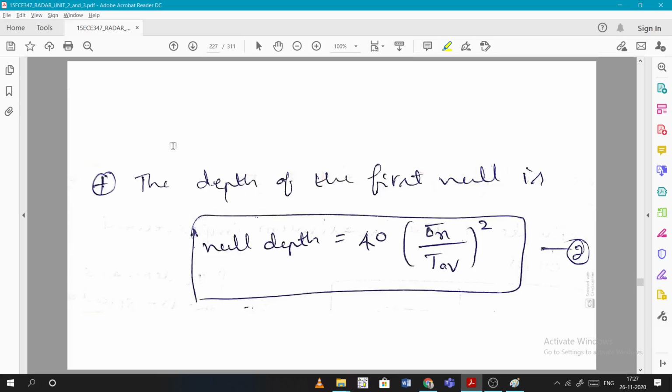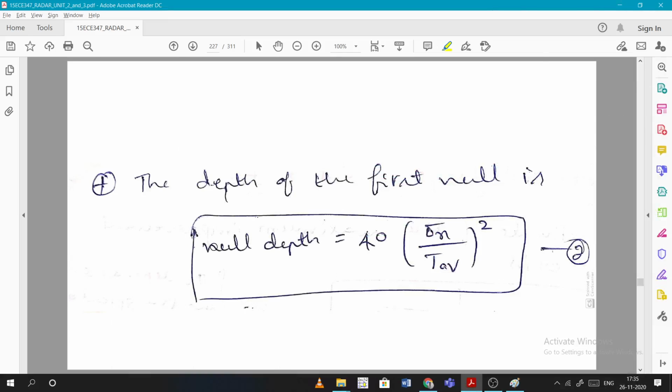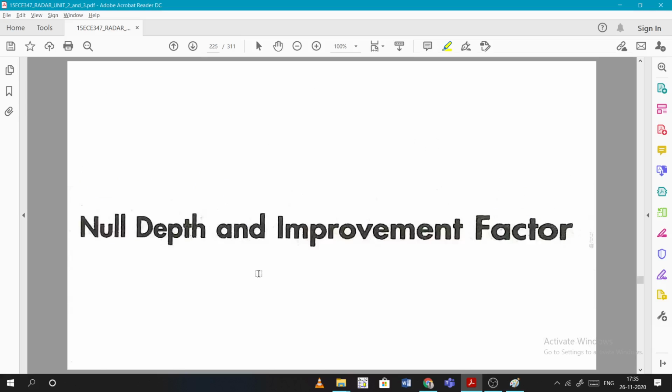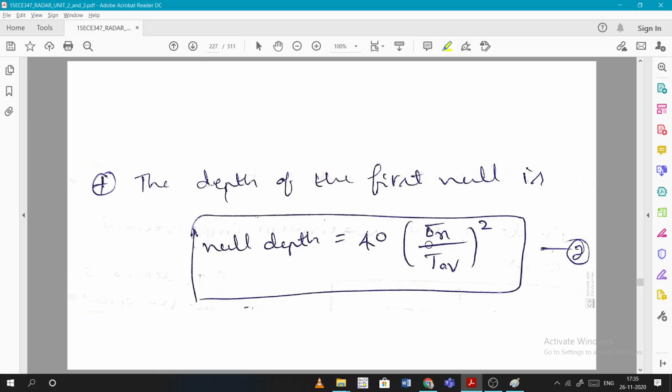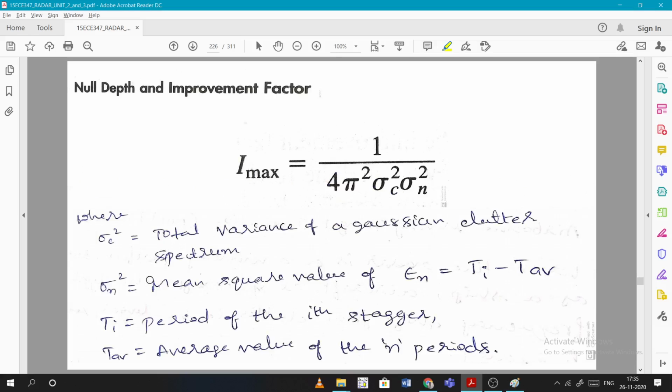Now the null depth. The depth of the first null is given by this expression: 40 times sigma n by T average, whole square. T average is the average, and sigma square is the mean square value of En. From that we can find sigma n, or we can directly write this as sigma square itself. So sigma square is directly the mean square value of En.